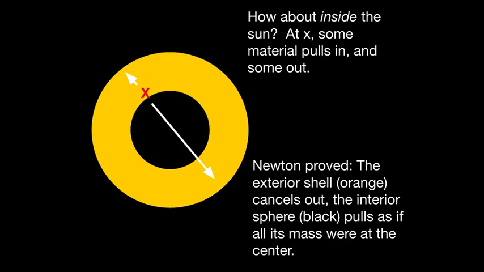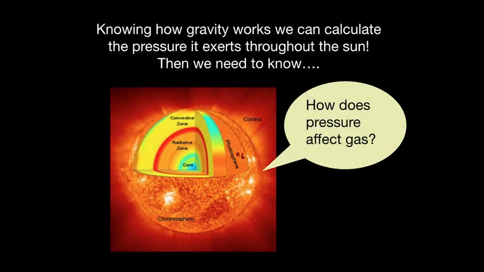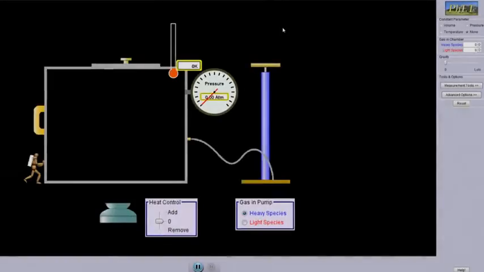So you can figure out the pull of gravity not only at the surface of the sun, but all the way down to the core. Knowing how gravity works, we can calculate the pressure that it exerts throughout the sun. And then we need to know, how does pressure affect gas? Well, fortunately, there's an app for that. Of course, it's a PhET app. Let's use the PhET applet to figure out what determines the pressure of a gas.